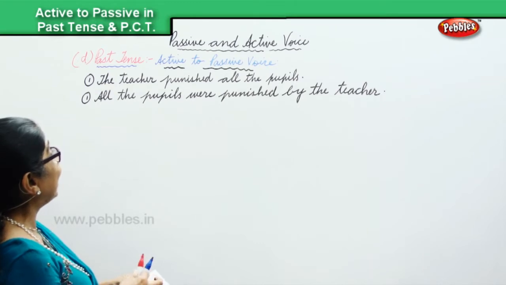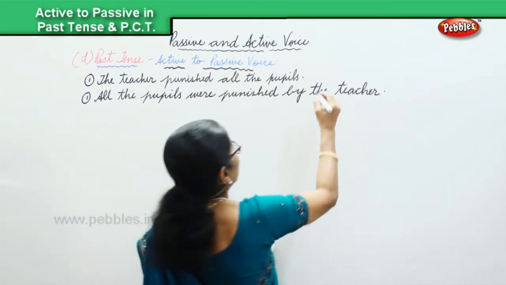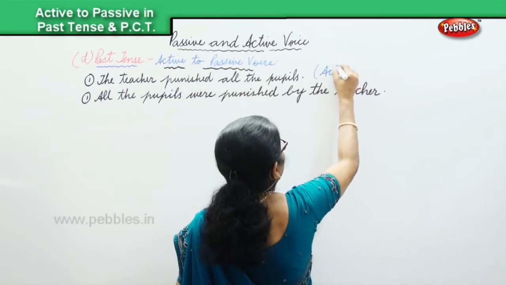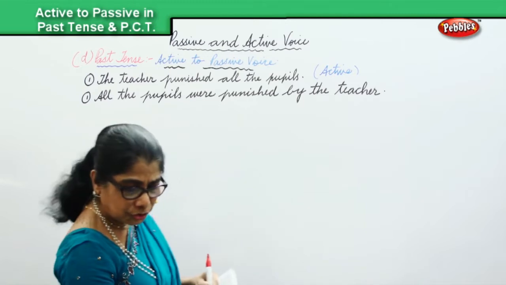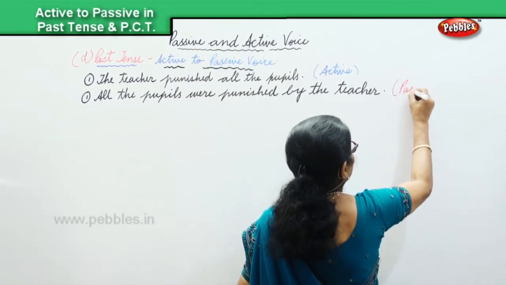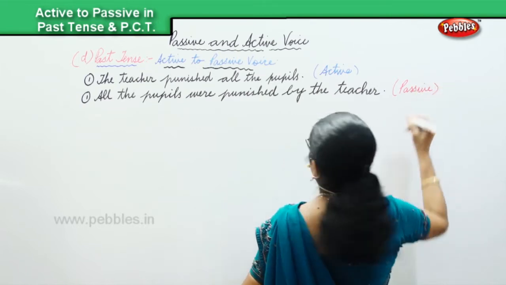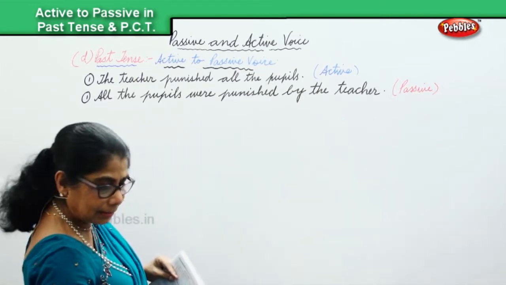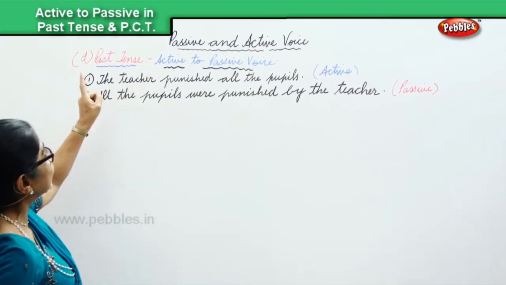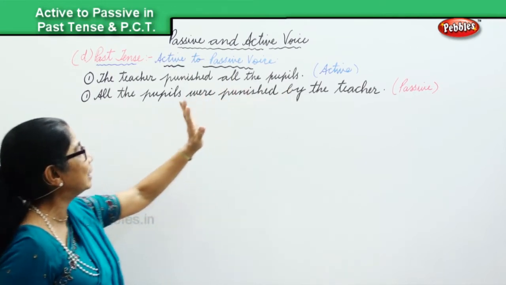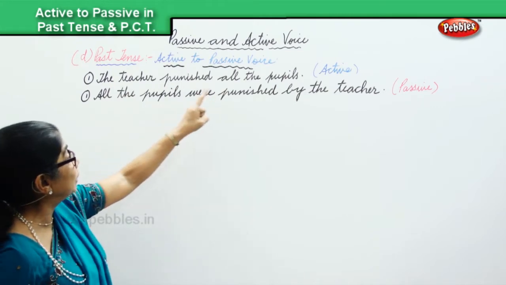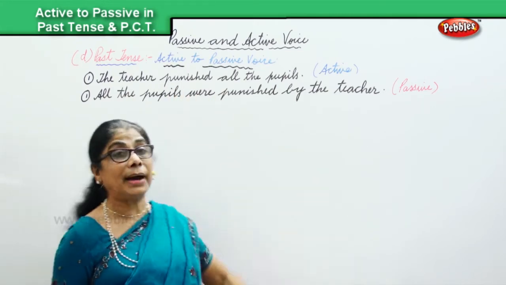The first is active, and then we are changing into passive. This is active voice, and we have changed to the passive in the next sentence. We are looking at the past tense, changing from active to passive. The teacher punished all the pupils. That's active, and we are changing it. All the pupils were punished by the teacher.